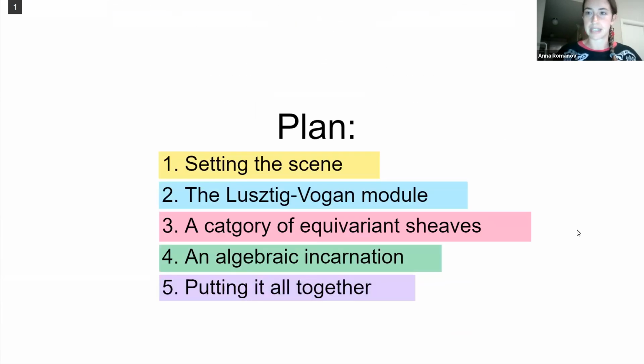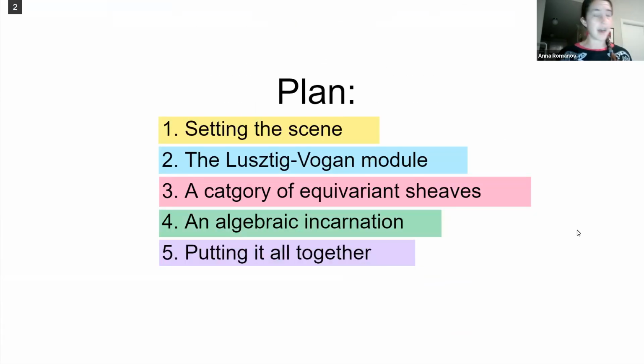So a little more precisely, this is my plan for the talk. I'll start out by setting the scene, and I actually can't see at all who's in the audience, and so I have no idea what any of your backgrounds are. So I'll spend some time talking about the story of unitary representation theory of real Lie groups. Perhaps this is something you're familiar with, perhaps you're not, but I'll start with this bit of the talk, and then I'll actually define the object that I'm thinking about, this Lusztig-Vogan module.